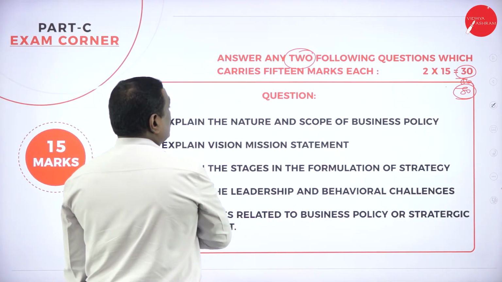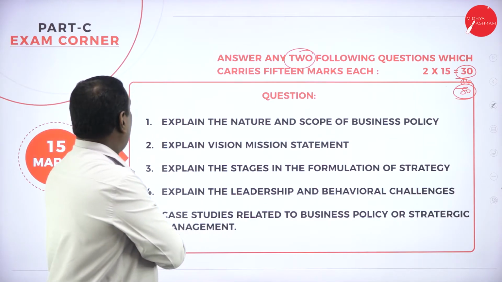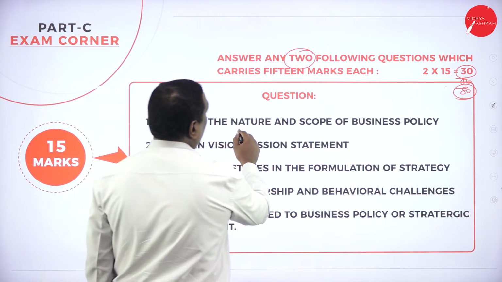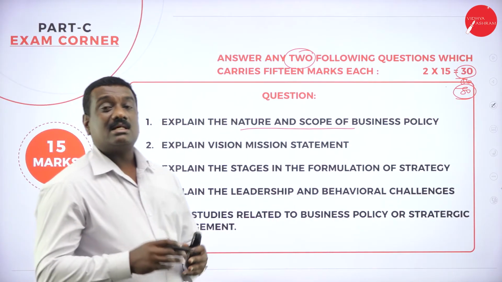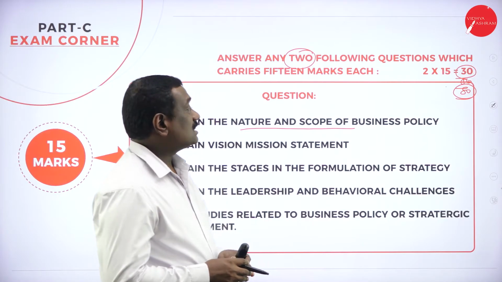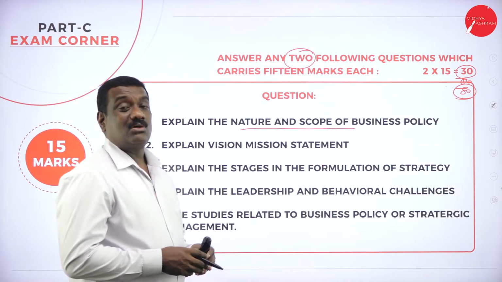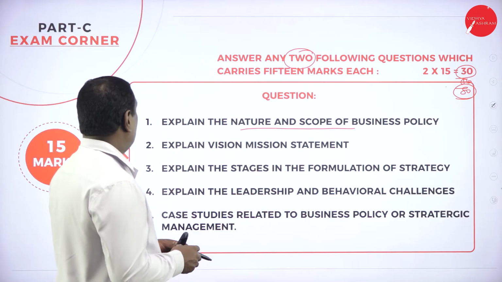Which are the most likely questions which may appear for 15 marks? Like, explain the nature and scope of business policy. You need to write the nature as well as the scope of business policy, the origin of business policy, all this you can write under this particular question.